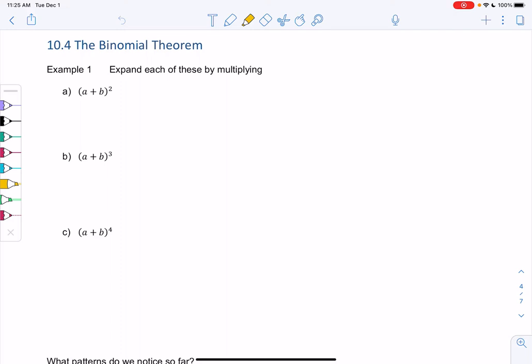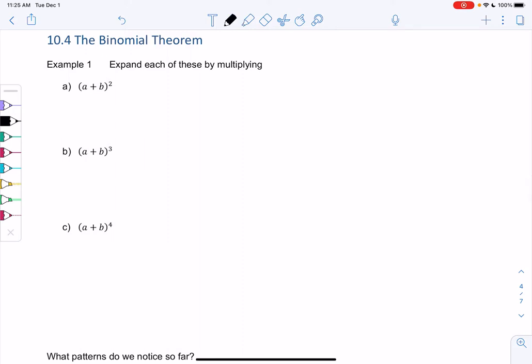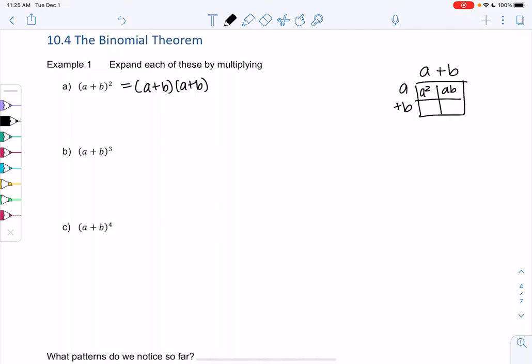So we have (a plus b) squared, so we know that that's a plus b times a plus b in parentheses, and we'll go ahead and multiply that out. You can multiply it as is, or some of us like using boxes. I like the boxes. So we get a times a is a squared, we get a times b is ab, a times b again is ab, and we get b squared. So we can combine the two ab's, so we get a squared plus 2ab plus b squared.